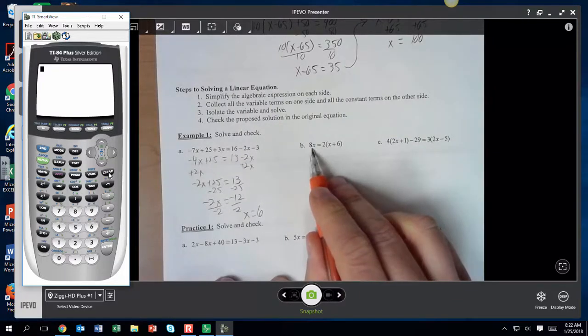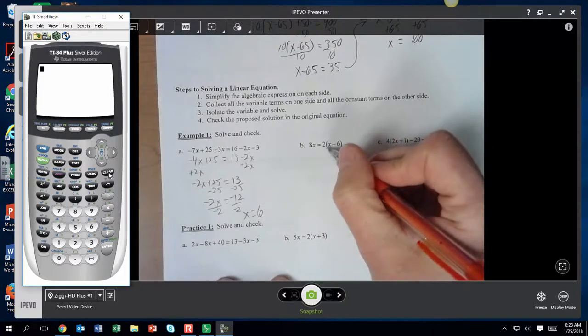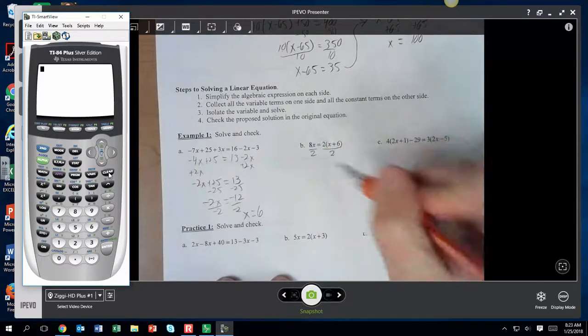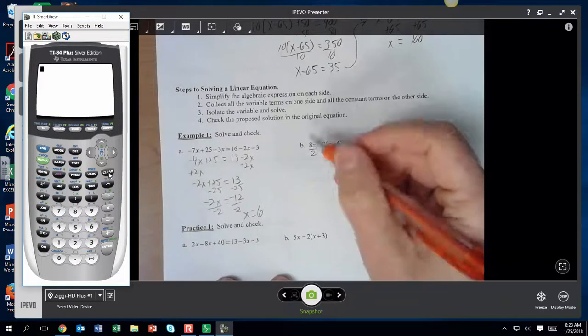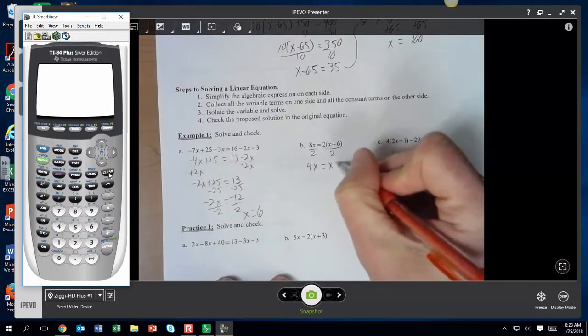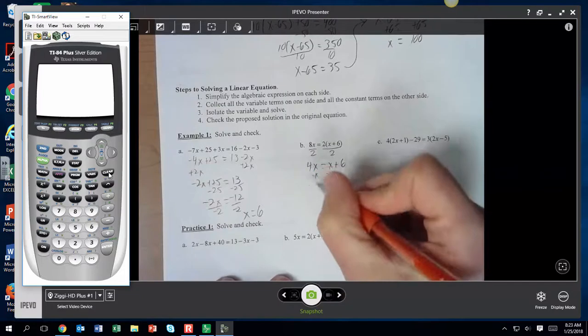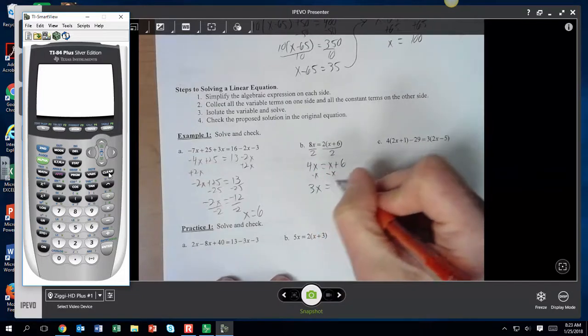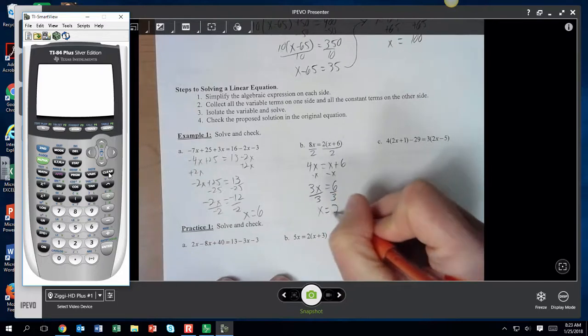For b, I have 8x equals 2 times the quantity x plus 6. I can go ahead and divide both sides by 2. I could distribute, but it's 6 of one, half dozen of the other. 8x divided by 2 is 4x equals x plus 6. Subtract x from both sides to get my x's isolated on the left. 3x equals 6. Divide through by 3, and x is going to equal 2.